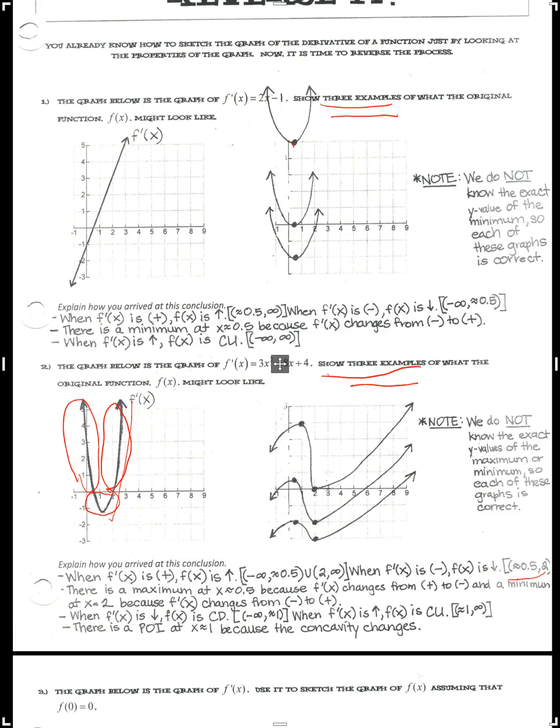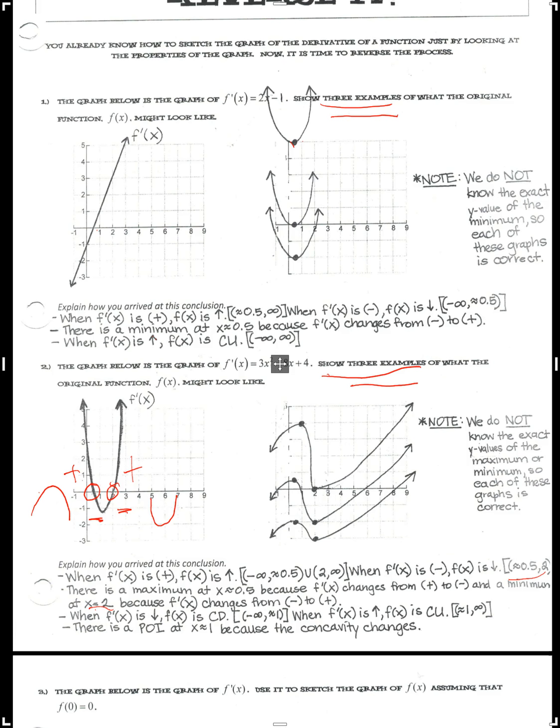Okay. I also can see from this that I have zeros here and here at x equals 0.5 and x equals 2. Here I change from positive to negative. Positive means increasing, negative means decreasing. So that means there is a local max around x equals 0.5. And then f prime changes from negative to positive around x equals 2. So that means it stopped decreasing and started increasing. So there's a local min around x equals 2.